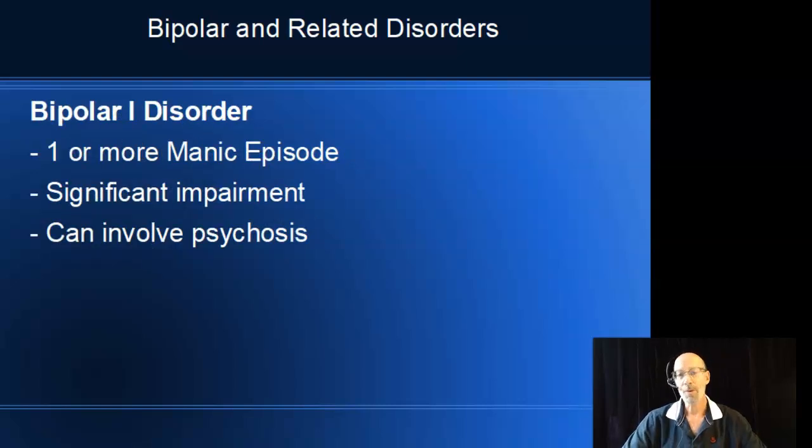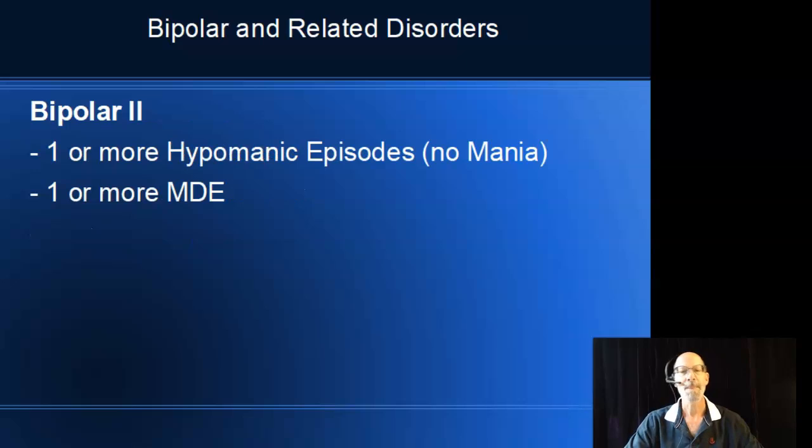Bipolar 1 disorder: 1 or more manic episodes, significant impairment, and can involve psychosis. Bipolar 2 is 1 or more hypomanic episodes, no manic episodes, and 1 or more major depressive episodes.